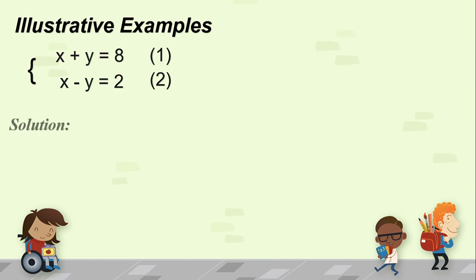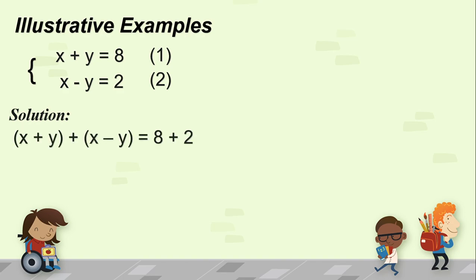So for our solution, we're going to apply the addition property of equality. So we will have x plus y plus x minus y is equal to 8 plus 2. And for this, we're going to combine similar terms. So we will have x plus x is 2x, then positive y plus negative y is equal to 0. And 8 plus 2 is equal to 10.